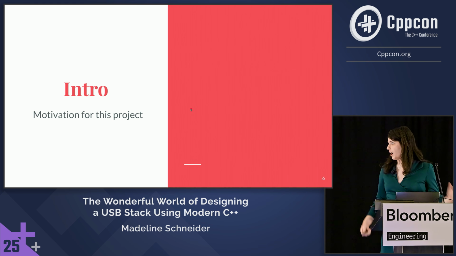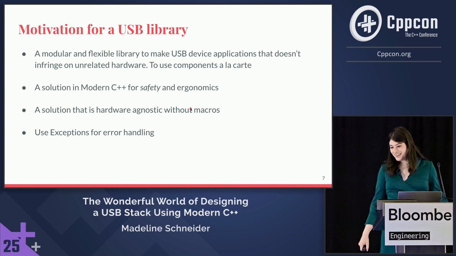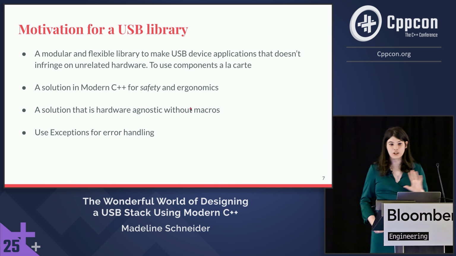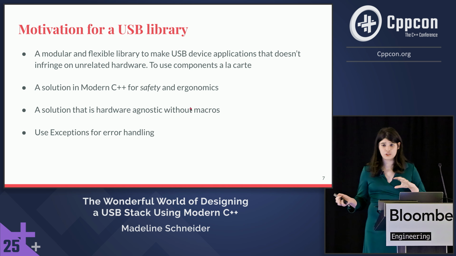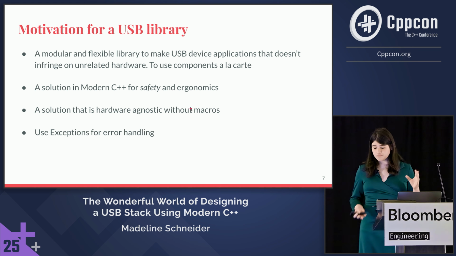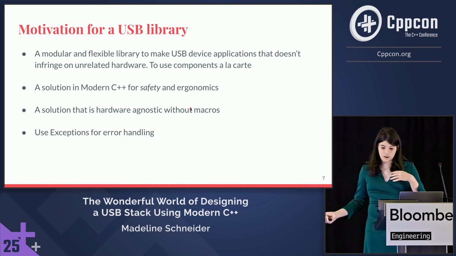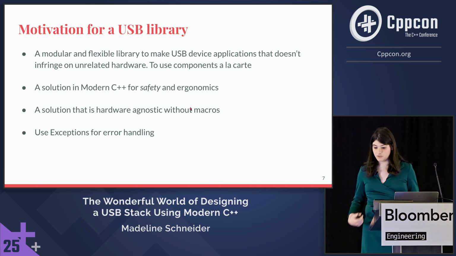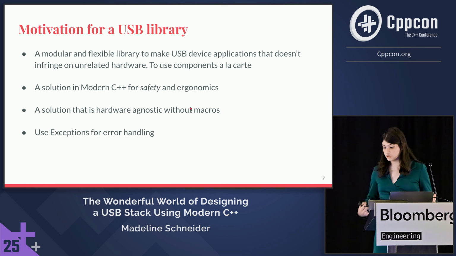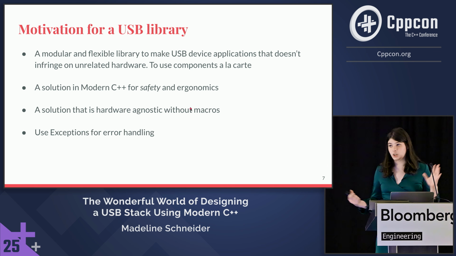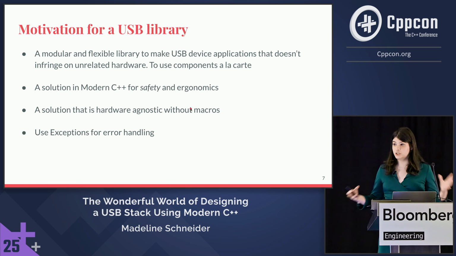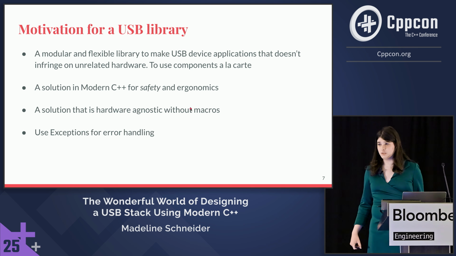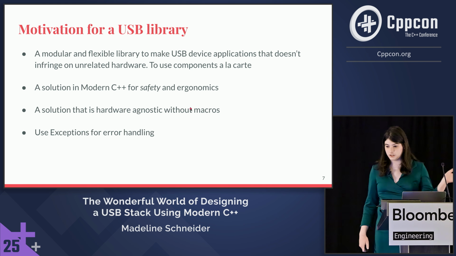Okay, why? We had a few motivations for this library. First and foremost, having a modular and flexible system where you can use as much or as little of the library as you want was really, really important to us. We also wanted something that was done in modern C++ for safety and ergonomic reasons. We wanted a system that was hardware agnostic and to not use macros. Constexpr really helped with that. And we wanted to use exceptions for our error handling mechanism. See the exceptions talk, the keynote from last year.